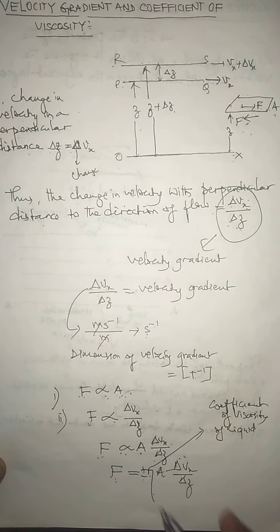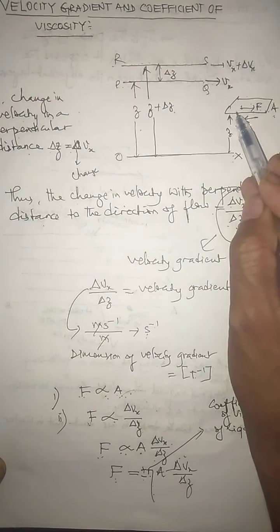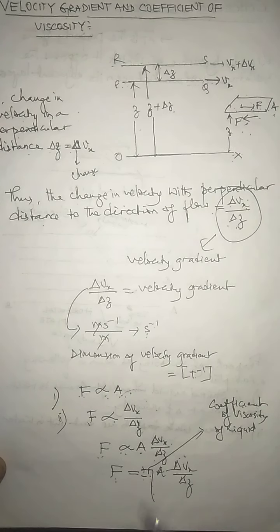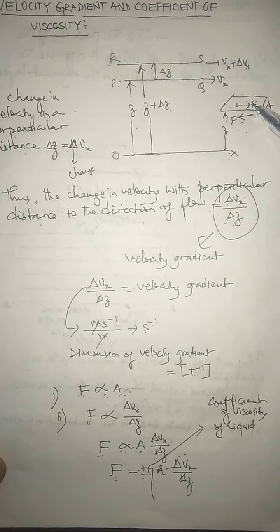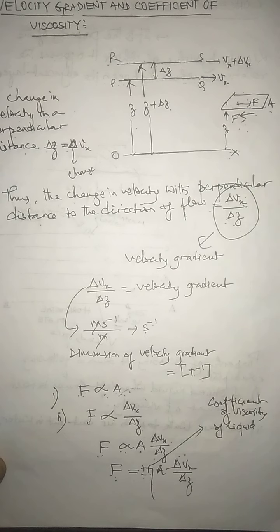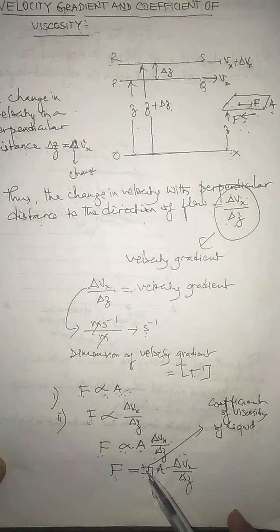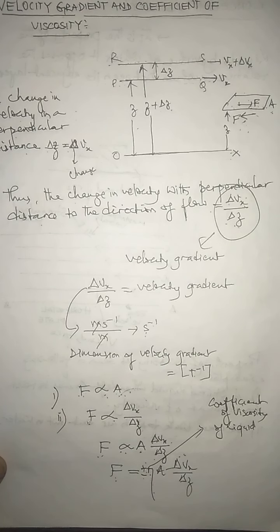This plus minus sign indicates that the force between two layers, one force acting this side, another force acting that side, is a mutually interacting force. One force acts towards left, another towards right, and they are equal in magnitude but opposite in direction. That's why the negative and plus signs in the expression indicate that the force between the layers is a mutual interaction force.